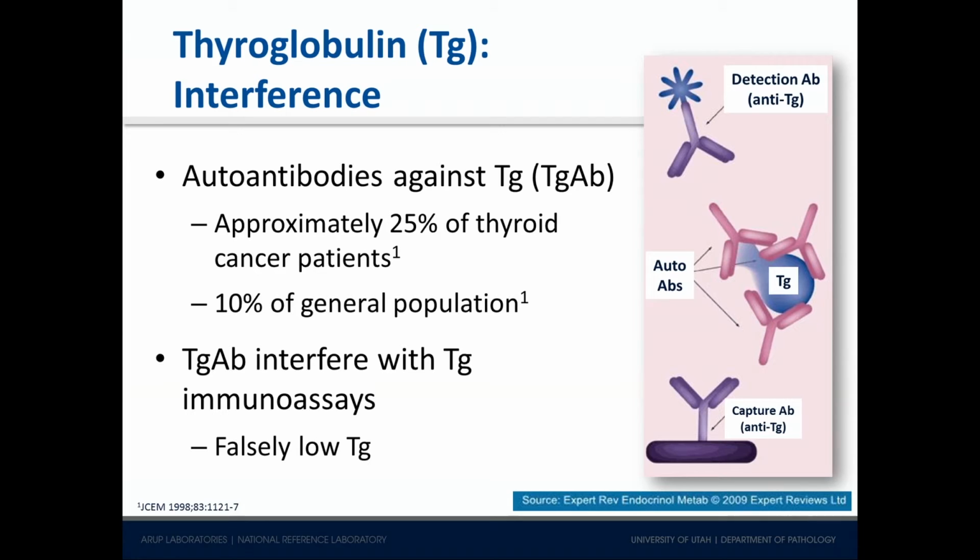If we have thyroglobulin here in the center, and if there's autoantibodies that are present, remember there's several epitopes, so they could be binding at multiple locations all around the protein. So as depicted here, those antibodies could then block the ability of thyroglobulin to bind to the capture antibody, or it could block the ability of the detection antibody to bind. Either way, we're left with a falsely low thyroglobulin result in this particular case.